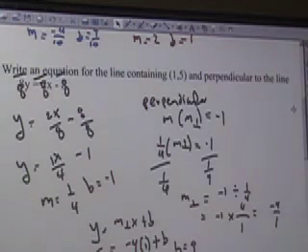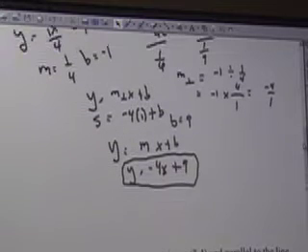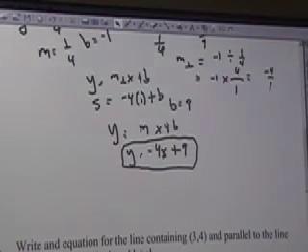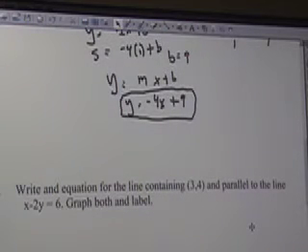(1, 5). And we put that in here and solved it with y equals mx plus b again. We got y equals -4x plus 9. So we're good. Next one, number 3.